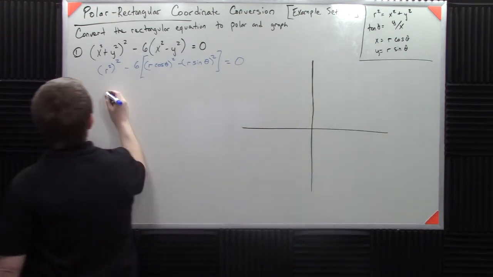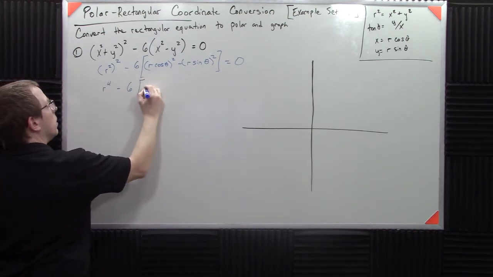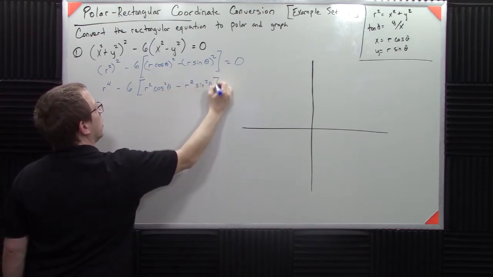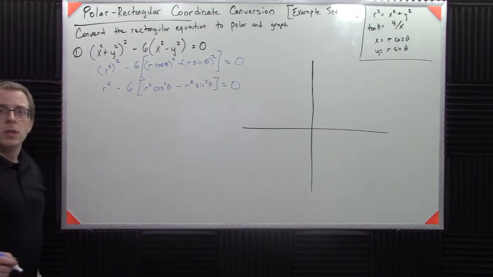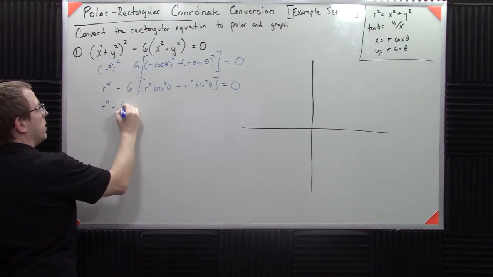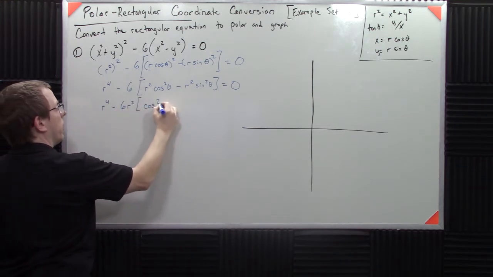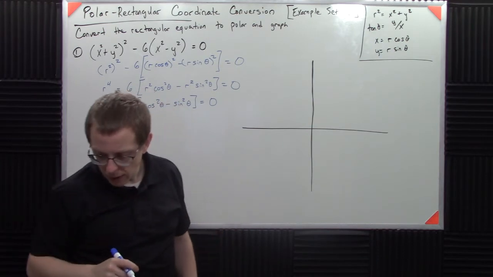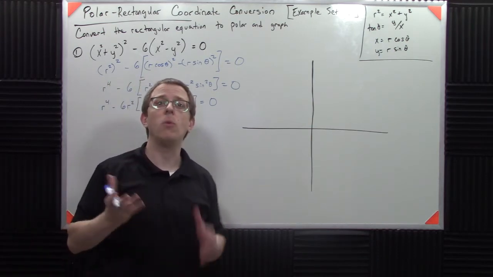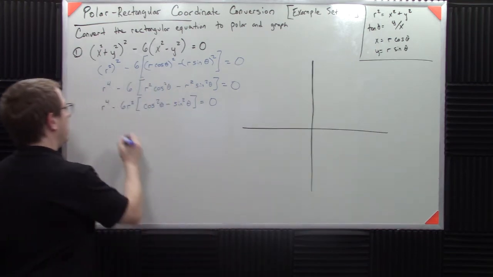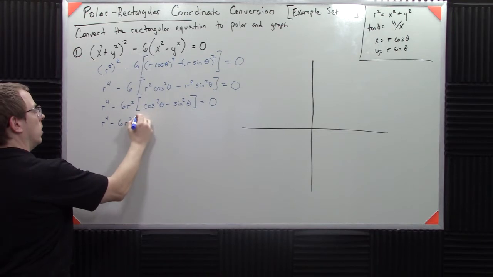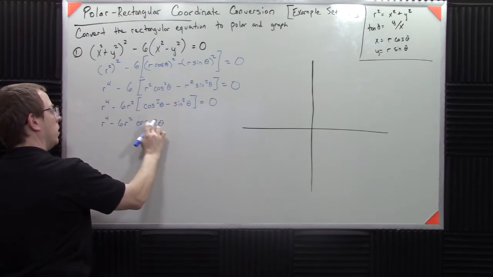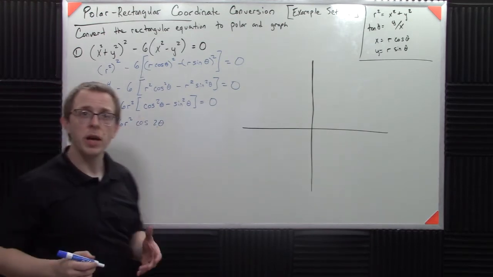So now we end up with r to the fourth minus 6 r squared cosine squared theta minus r squared sine squared theta equals 0. Then I can factor out an r squared. I get r to the fourth minus 6 r squared times (cosine squared theta minus sine squared theta) equals 0. Now, there's a trig identity I would love if you knew, but you may not. You can replace this whole thing with cosine of 2 theta. That's the double angle formula.